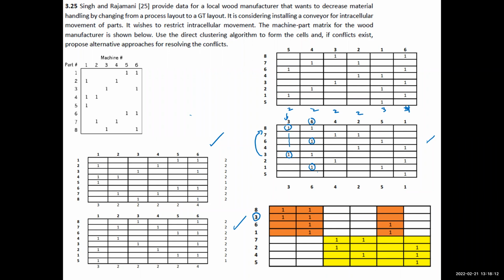It's two cells because if you see here, even though this part is separated from this one, this machine is used by these two parts that are only part of this cell. This machine is not used by this cell. If it was, then there's a conflict. You have to come up with a way to split those. Good questions.